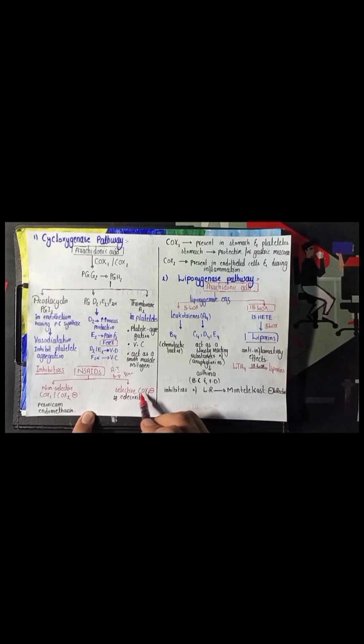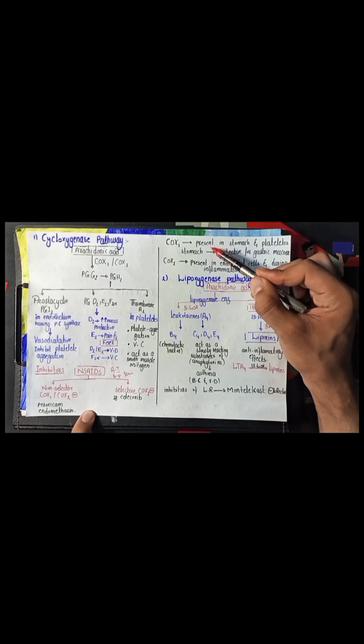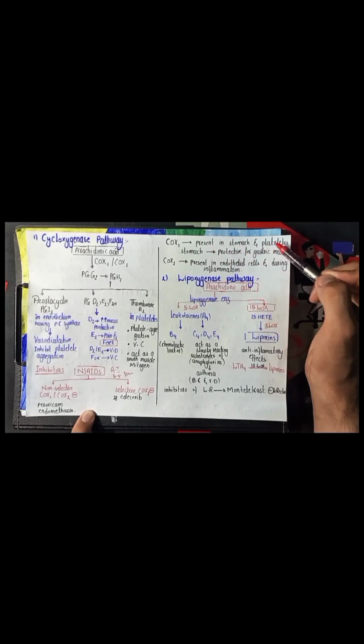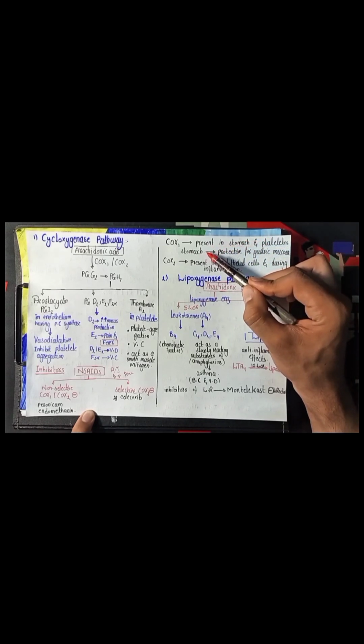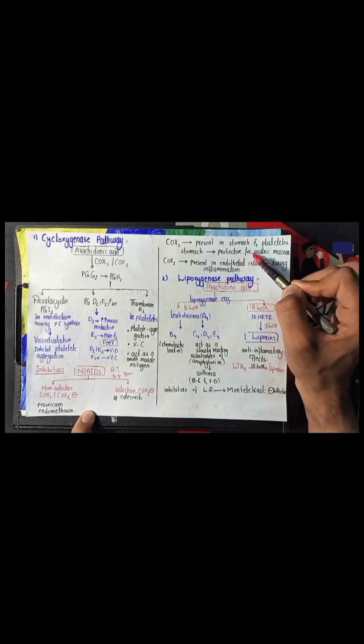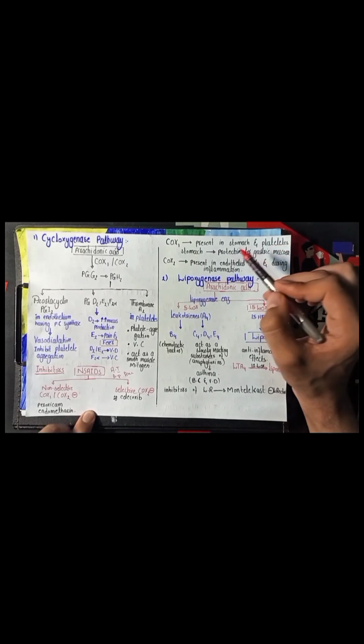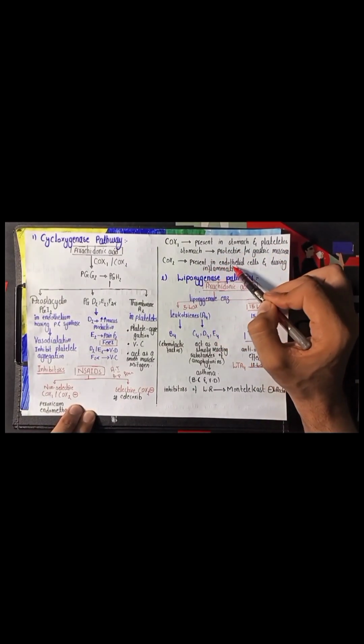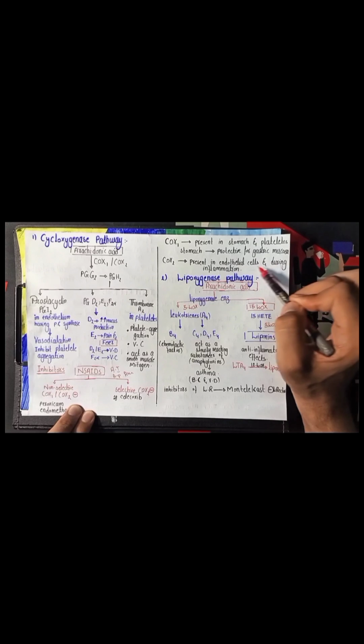Whereas the selective COX-2 inhibitors include celecoxib, which selectively blocks COX-2 activity, and the COX-1 enzyme remains unaffected. The COX-1 enzyme is present in the stomach and the platelets. In the stomach, this COX enzyme causes release of prostaglandin, which has a protective effect on the gastric mucosa, whereas the COX-2 enzyme is present in the endothelial cells and is expressed during the process of inflammation.